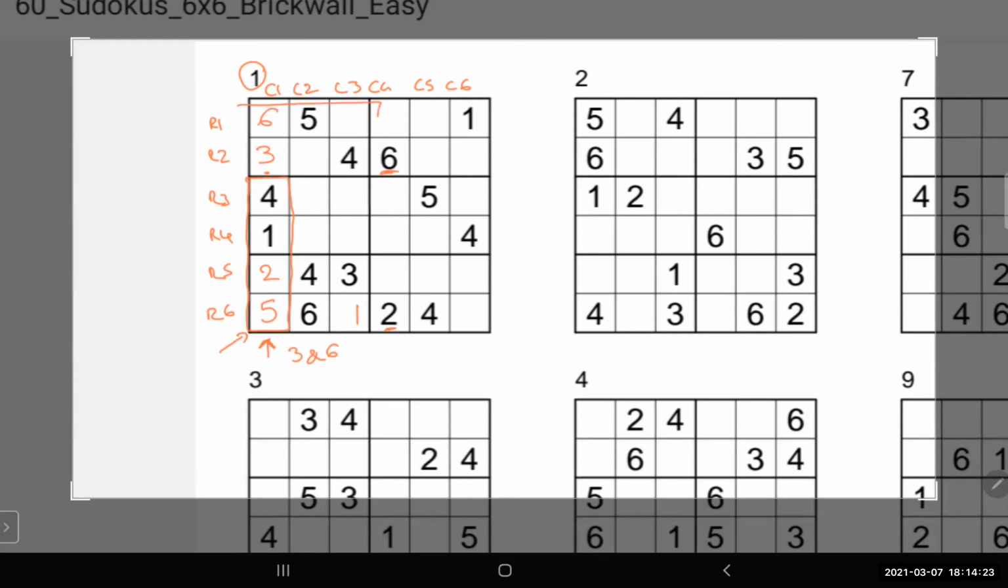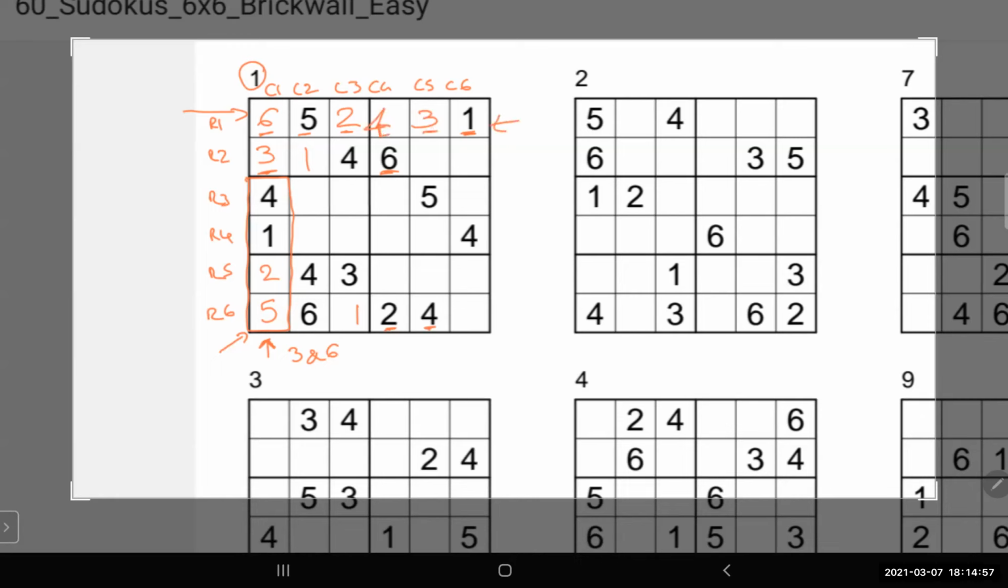Now look at this grid. What are the missing numbers? 1, 2, and 3, sir. No, 3 is already here, right? Yes, sir. 1, 2. If there's 1 here, this has to be 2. This has to be 1. Now look at this row, R1. 1, 2, 5, 6. Missing numbers are 3 and 4. I have 4 here, so there should be 3 here and 4 here. Correct.